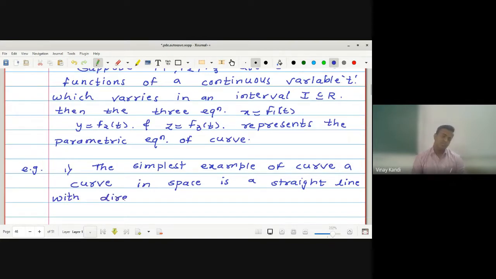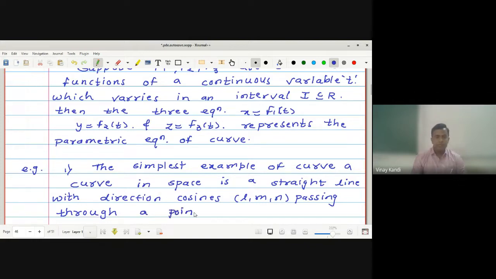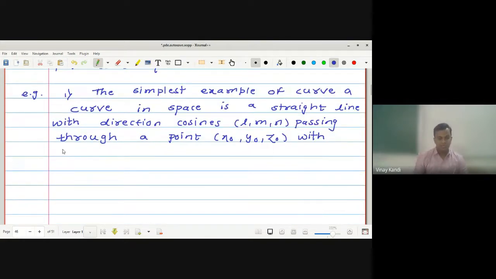is a straight line with direction cosines l, m, and n, passing through a point x naught, y naught, and z naught, with parametric equations. What are the parametric equations of a straight line?